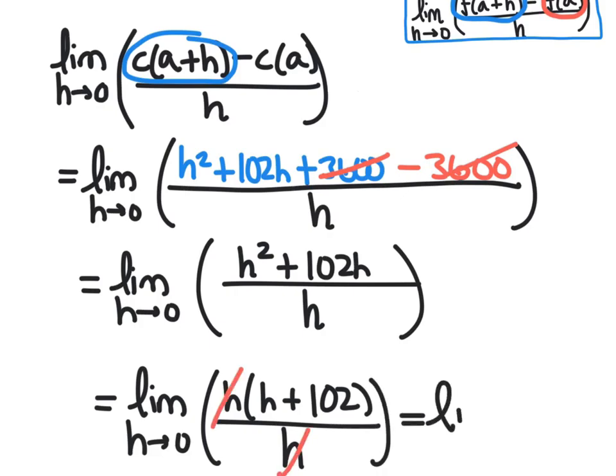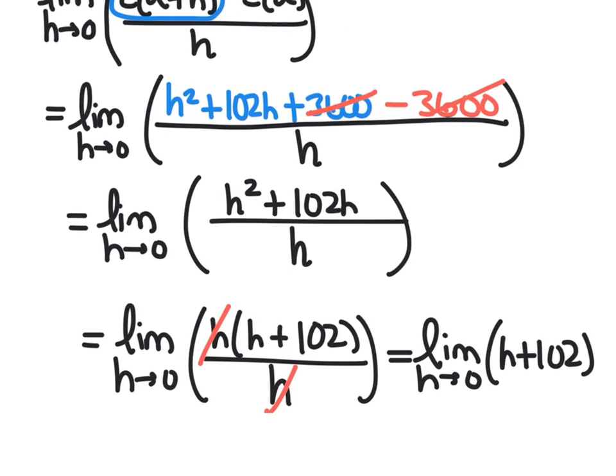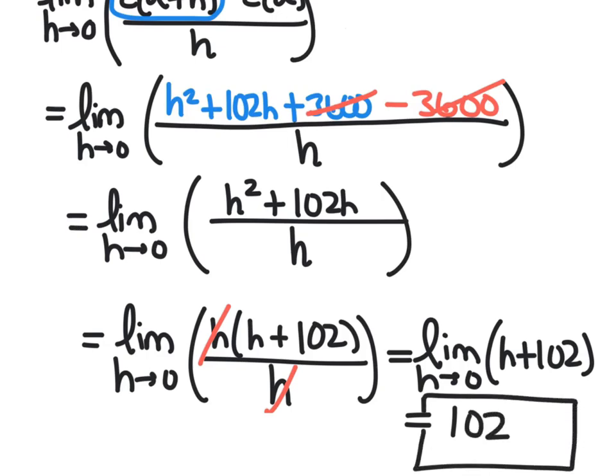And so you're just left with the limit of h plus 102. And at this point, we can simply input h being 0, and we'll just end up with a value of 102. Again, this is instantaneous rate of change, so the units are dollars per unit produced. And that represents the slope of the tangent line to the cost function when x is exactly 50 units.